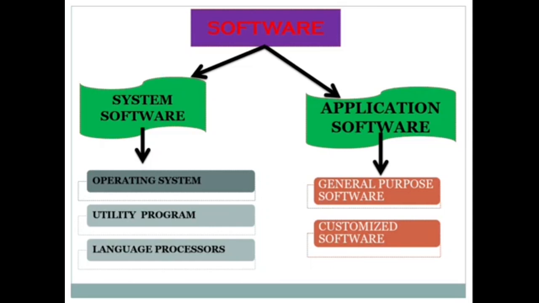The another one is customized software. General purpose means all the users can use. Customized means only a particular user uses it. Okay, so these are the types of software.